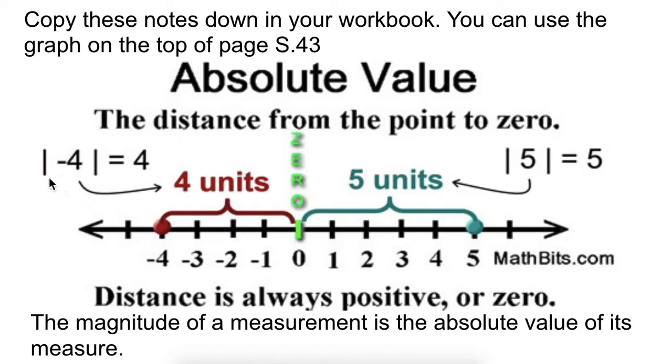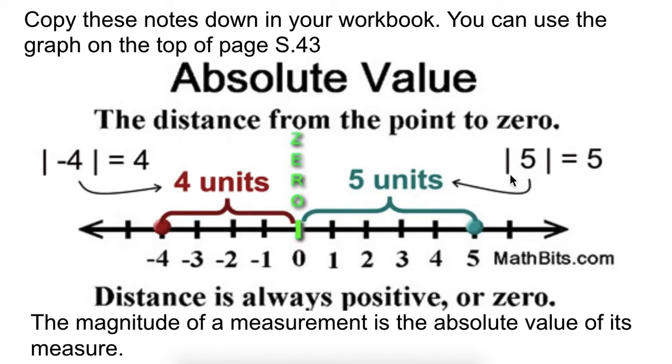So if we look at this, we'd read this, the absolute value of -4 is 4. Why is it 4? No, it's not because it's the opposite. It's because it's the distance from zero. It says it right here, the distance from zero. The absolute value is not the opposite. Don't get that confused, okay? The absolute value is the distance from zero, okay?